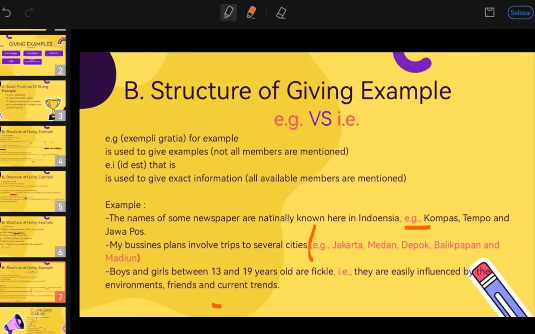Number one, the names of some newspapers are nationally known here, e.g., Kompas, Tempo, and Jawa Pos. Number two, my business plans involve trips to several cities, e.g., Jakarta, Medan, Depok, Balikpapan, Madiun. Number three, boys and girls between 13 and 19 years old, they are easily influenced by the environment's trends and current trends.